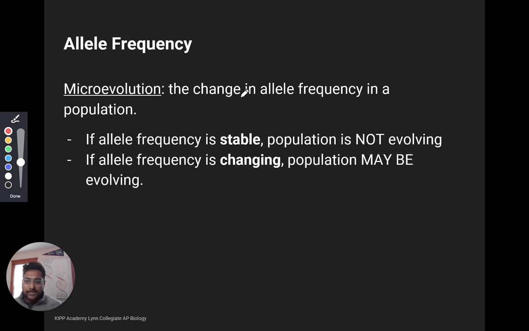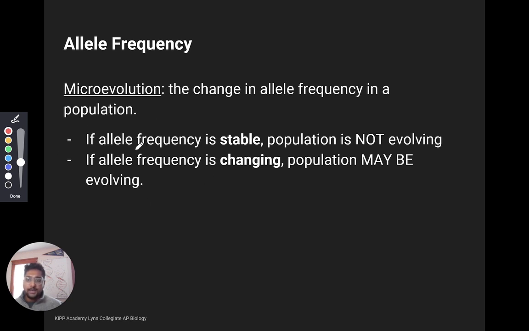So we're going to actually be studying something called allele frequency. The general idea is that we can actually measure evolution by looking at changes in allele frequency in a population. This is what we call microevolution. Microevolution is the change in allele frequency in a population, and it will show us whether the population is evolving.